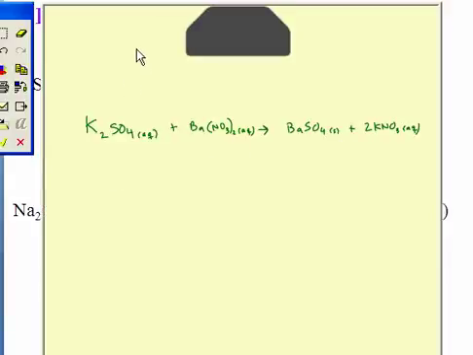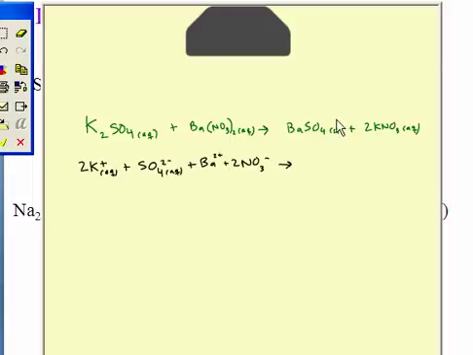Let's start out with our complete ionic equation. And what we want to do is get our strong electrolytes and write them as they exist in their actual dissolved state, which is in the ionic form. So we have 2 potassium ions, so that's 2 K+ (aq) plus 1 sulfate. Here's another dissolved ionic compound, so this is a strong electrolyte. So we have 1 barium and 2 nitrates.